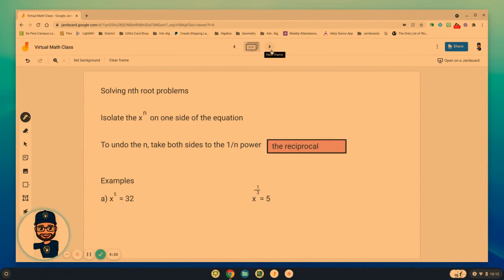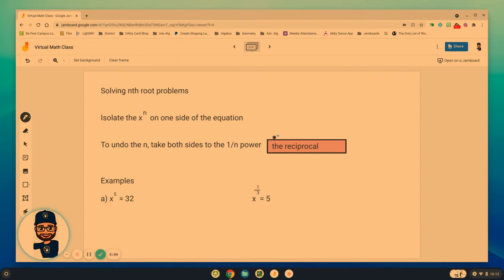Now, as we look at solving these, and I went through this a little quicker in yesterday's video, more of an introduction, the goal is still to isolate x to the power of whatever value n, we'll call it some number. We want to isolate that because to undo the power, we take both sides to the power of 1 over n, the reciprocal, basically. Let me discuss why.